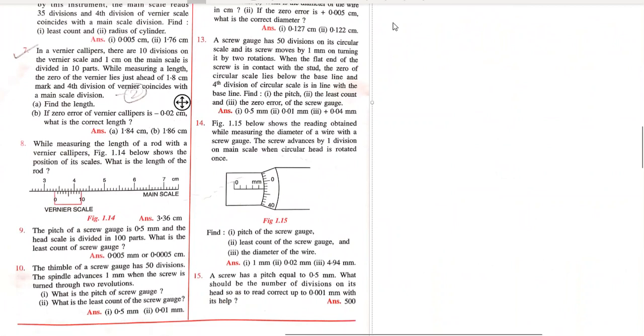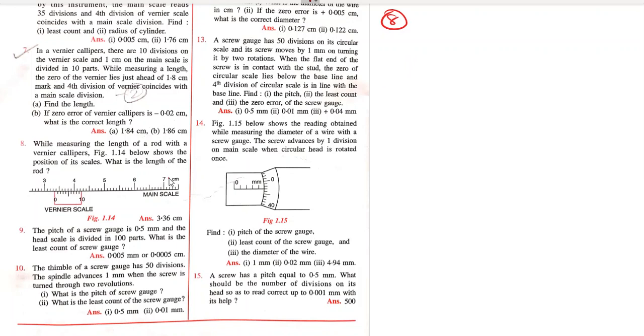Okay, so question number 8. Let's see what they are asking. While measuring the length of a rod with vernier calipers, figure 1.14 below shows the position of the scales. What is the length of the rod? Now see, they have not mentioned the value of one main scale division or the least count or the total number of divisions on the vernier scale, but we can see that from the figure.